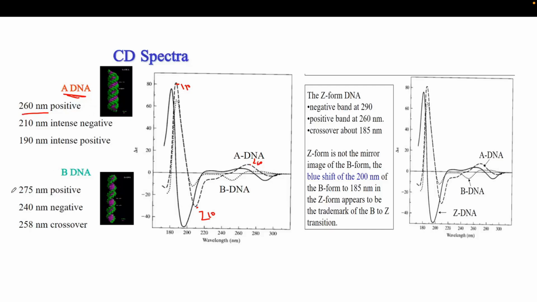Then for B-DNA there is a positive peak at 275 nanometers, a negative peak at 240 nanometers, and a crossover at 258 nanometers. This is the crossover. So this is the B-DNA characteristic feature.